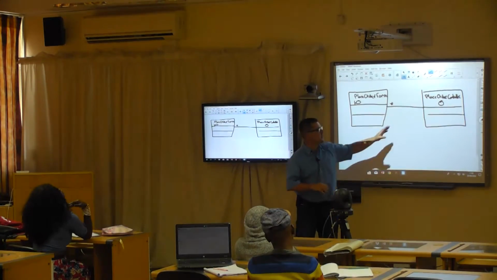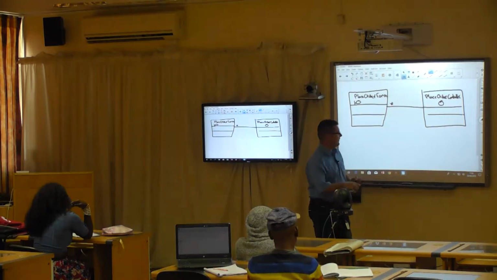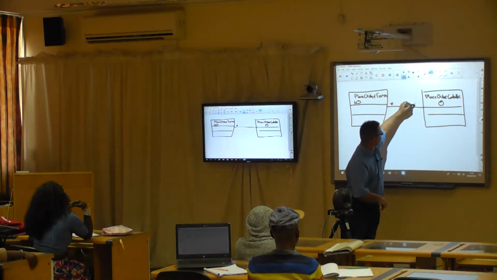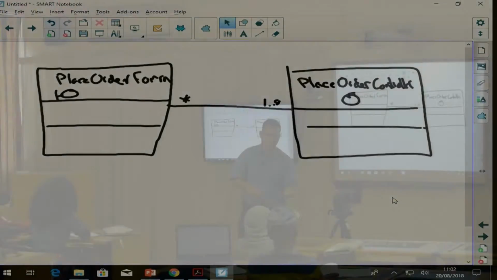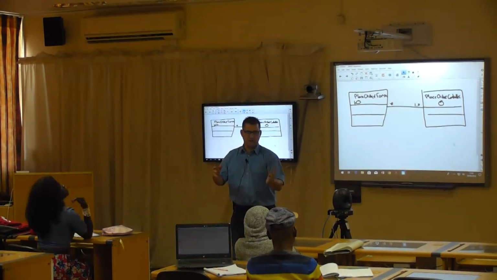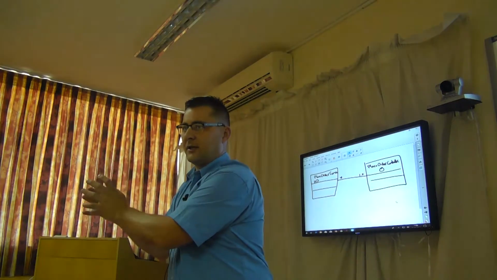So going to now say, but 1 to 3. Okay. A lot of times we can even just say 1 to many or 1 to 1. This form is going to be used on only one controller. This controller is going to interact with only one particular form.